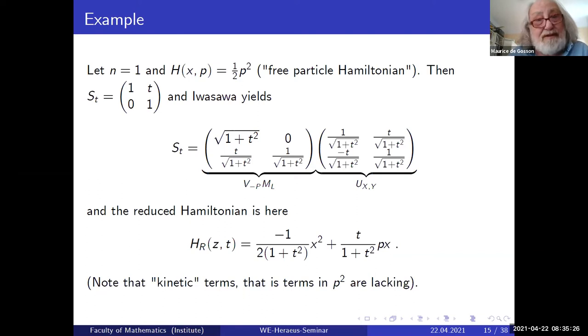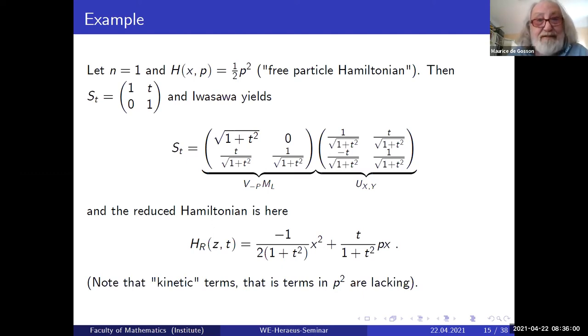It's a very simple Hamiltonian, but of course you can solve explicitly the Hamilton equations in a very trivial and known way. But applying Iwasawa, you get the formula there. ST, the first matrix, is then the local part, and UXE is then the rotation part. And the reduced Hamiltonian you obtain is then given by the formula you have below, which is admittedly much more complicated than the initial Hamiltonian.